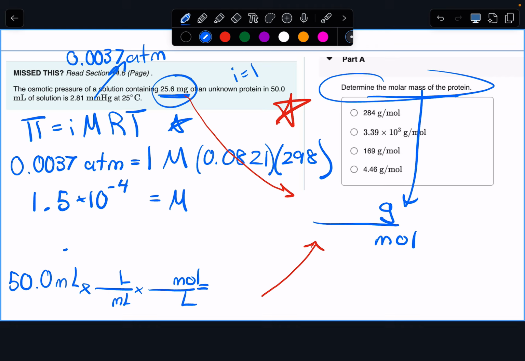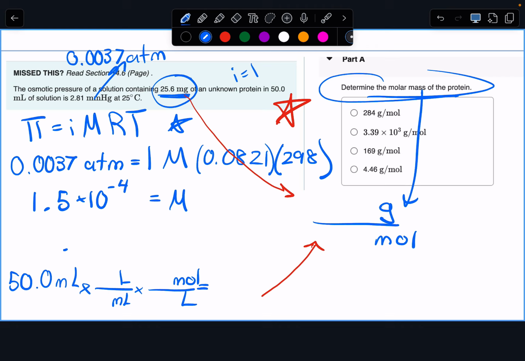So from the information you're given, you can calculate the molarity. You have the osmotic pressure already. That does need to be in atmospheres, and temperature needs to be in Kelvin, and the R is a constant. So you calculate the molarity, but the question is asking for molar mass. And there's also a lot of other information in that blue block.